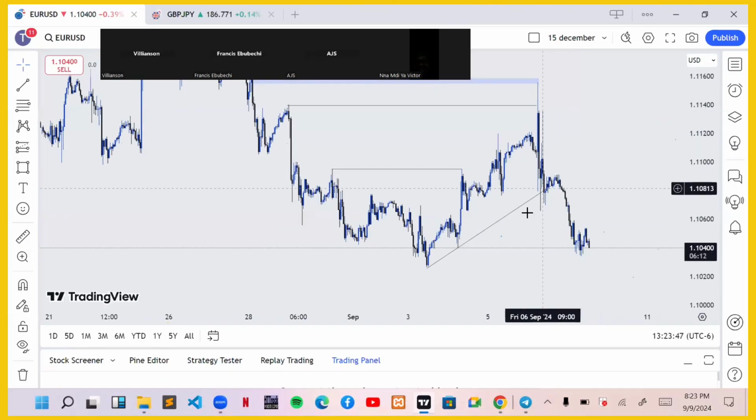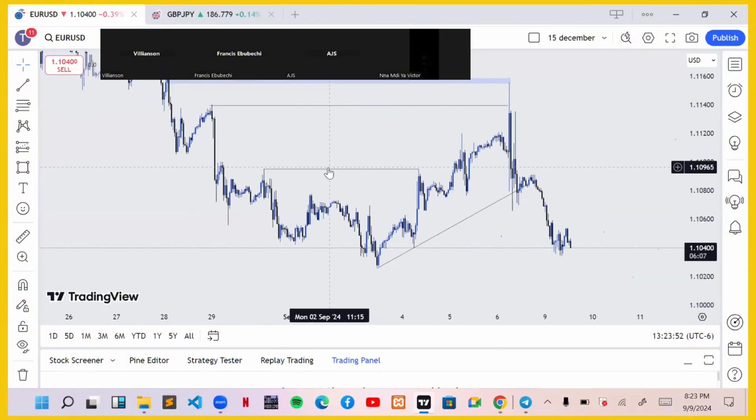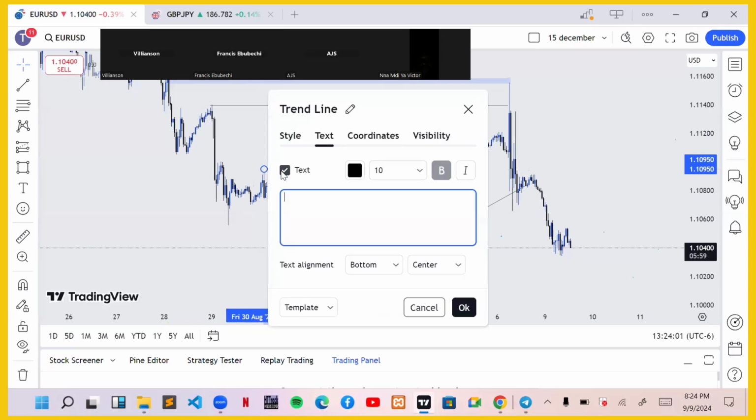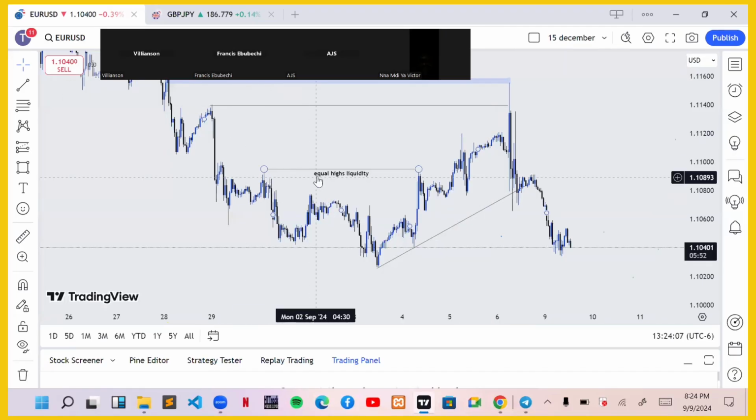There's trend line liquidity, which is one. There's equal highs liquidity. This is equal highs liquidity here. That was why I knew this zone was going to be taken out. But the thing in Euro USD was that it did not trigger my point of interest, but it still took out this equal high liquidity. This is an equal high liquidity.